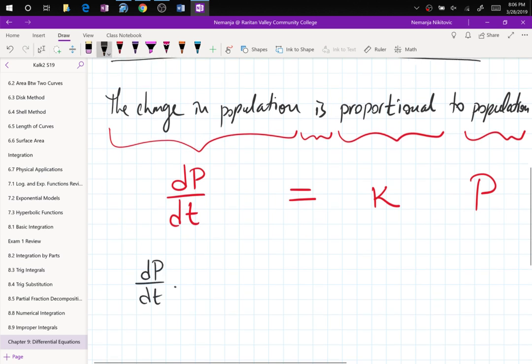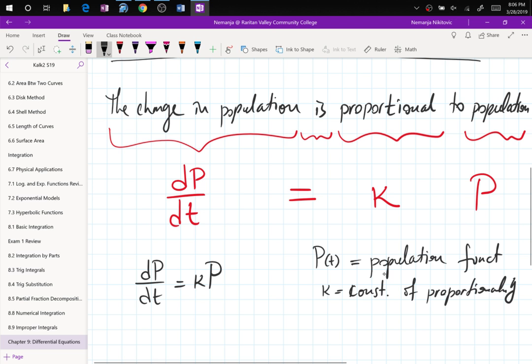dP/dt is equal to kP. P of t is the population function. dP/dt obviously is changing. The constant of proportionality is very important. We'll see when we solve the differential equation in which way it plays the role.